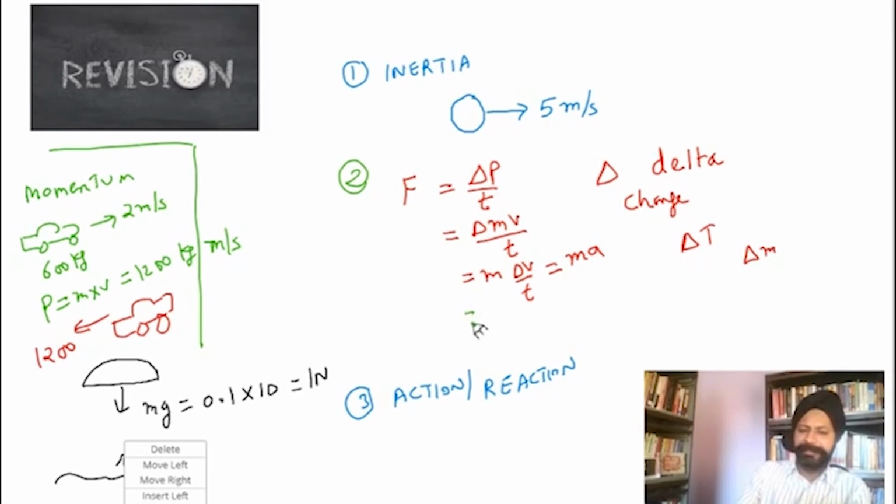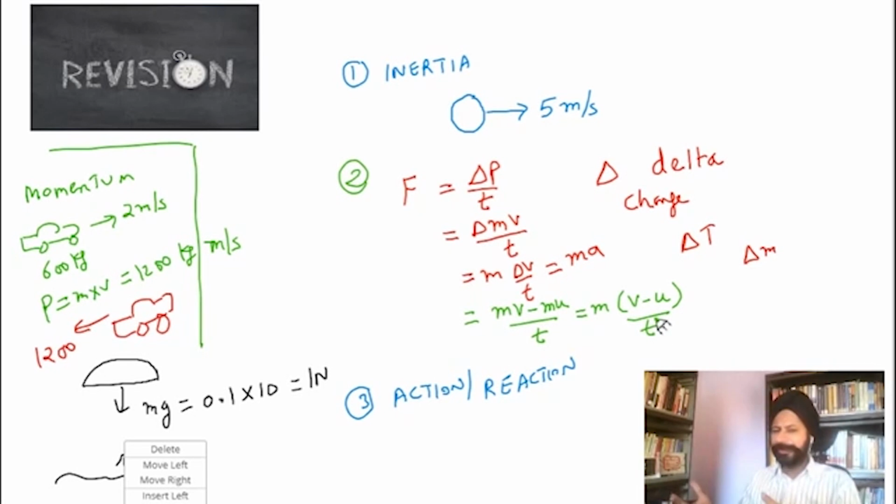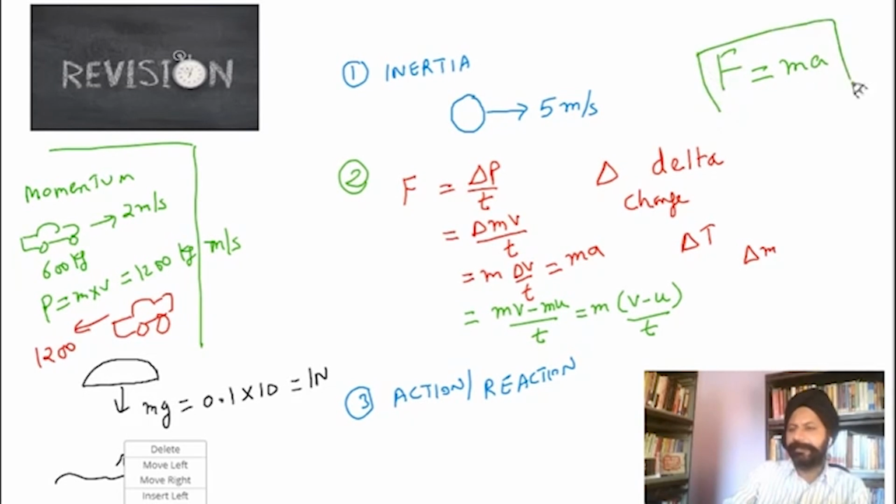I'm hoping again that you have done the first chapter already. So change in momentum is final momentum minus the initial momentum divided by time. And that can also be written with mass taken out common, or factored out. And this again comes out to (v minus u) by t, which is acceleration. So the master equation here I get is F equals ma, which I'm going to use 99% of the time. Once in a while when the mass changes, you're going to go back to delta P by t, right?